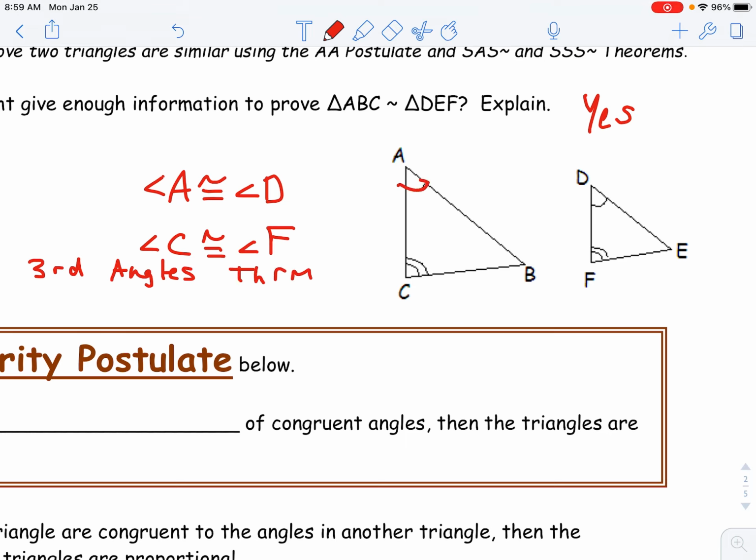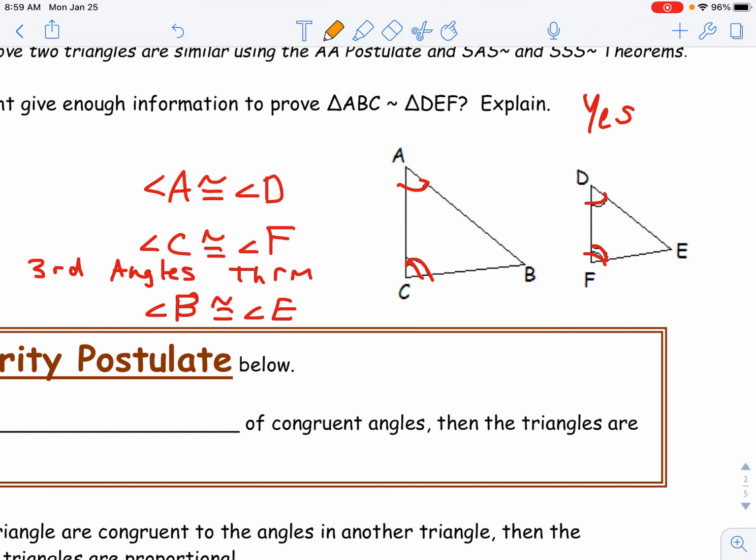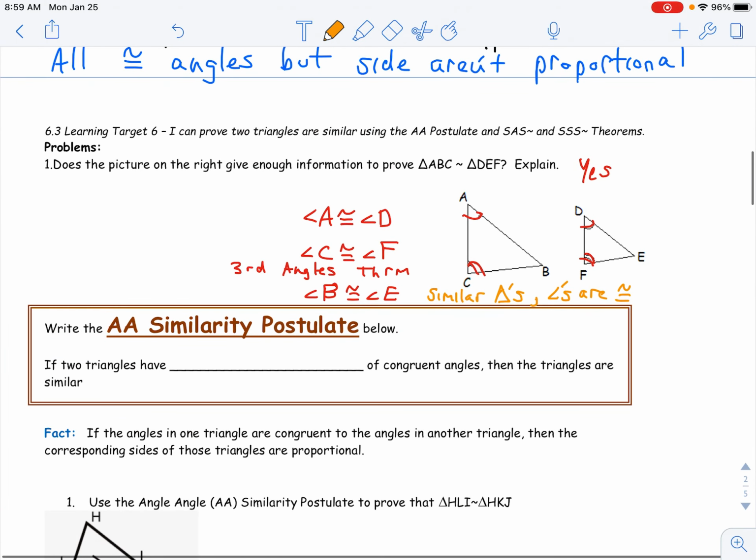Since we have two pairs of congruent angles, that forces the last pair, the third pair, to also be congruent. That's going to force angle B to be congruent to angle E. And then in similar triangles, remember, corresponding angles are congruent.